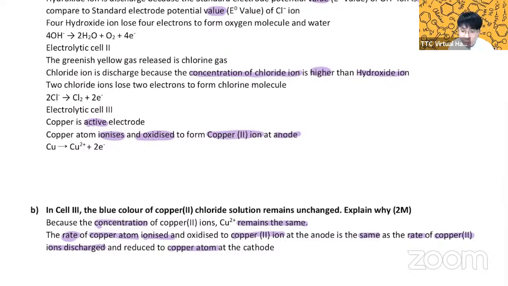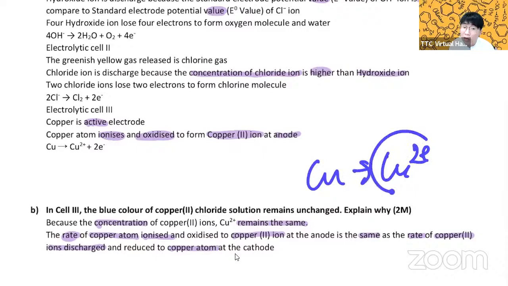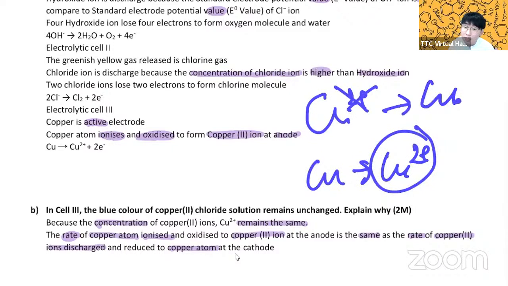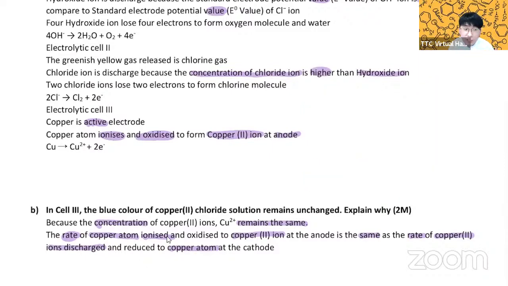Can I change the word discharge to copper form at cathode? Because discharge is like ionizes. No. Ionizes and discharge are totally two different things. They are opposite in meaning. What is ionizes? Ionizes means from no charge to becoming charged. This is called ionize. But discharge means from Cu2+, you take away the charge and it becomes Cu. They are totally opposite. That's why the keywords here are ionize and discharge. The rate of ionize is the same as the rate of discharge. So don't simply change the word. I must use the same keyword.